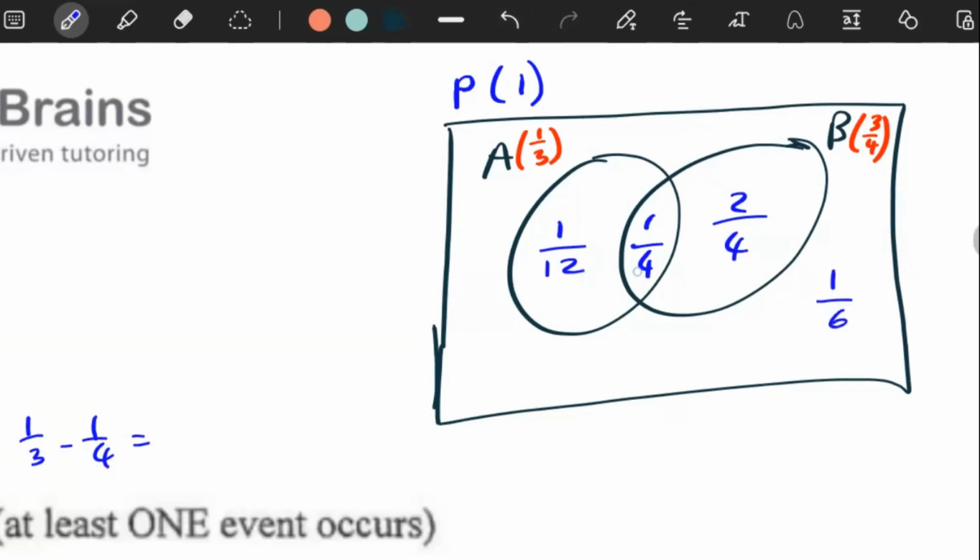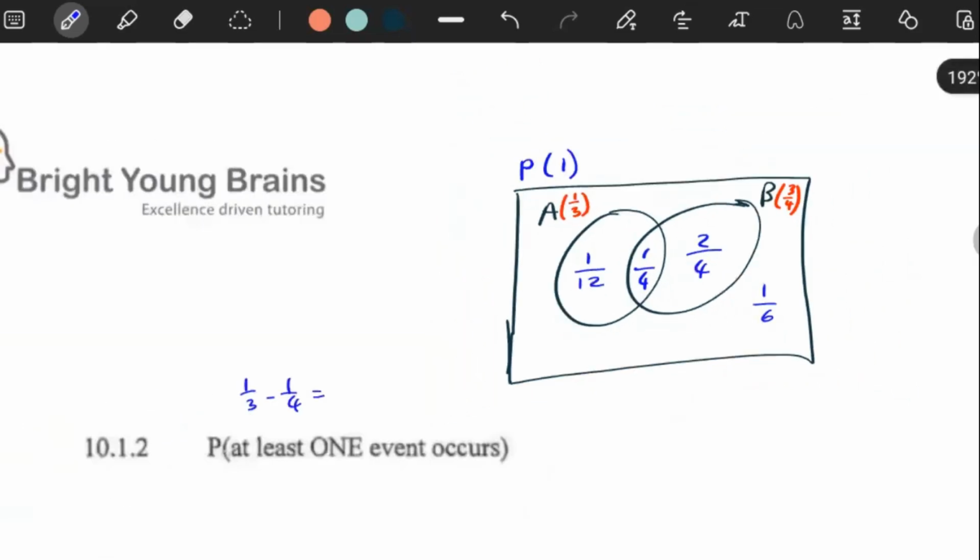See, because all I did was add all this up and remove them from 1. The remainder is 1/6, because everything here should add up to 1, because this is just a Venn diagram of all the different probabilities that can happen. So this is saying what is the probability that at least one event occurs. The probability of at least one means either A can occur on its own, B can occur on its own, or A and B can occur together. That still counts as at least one.